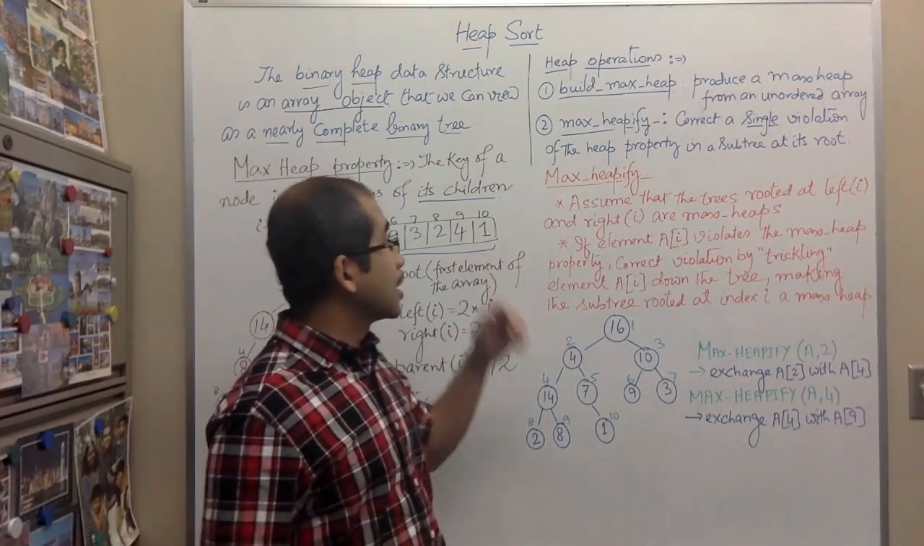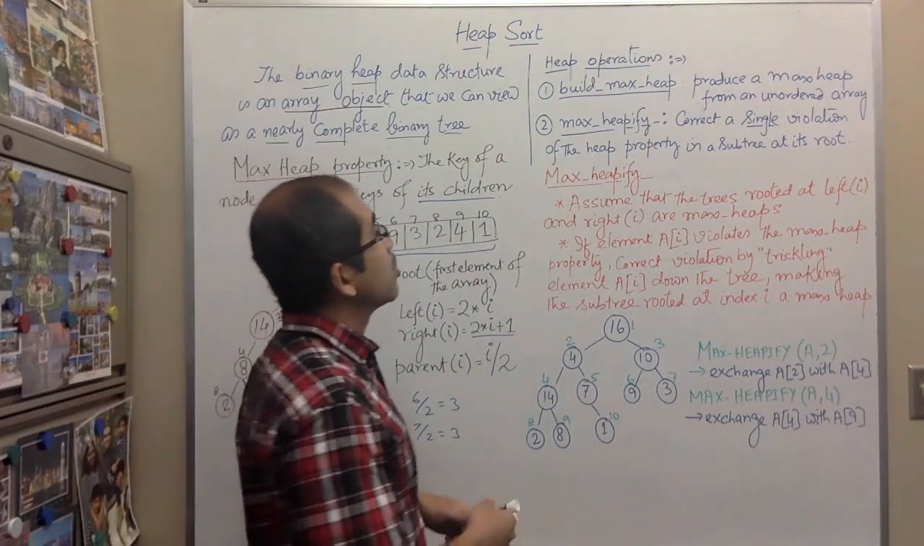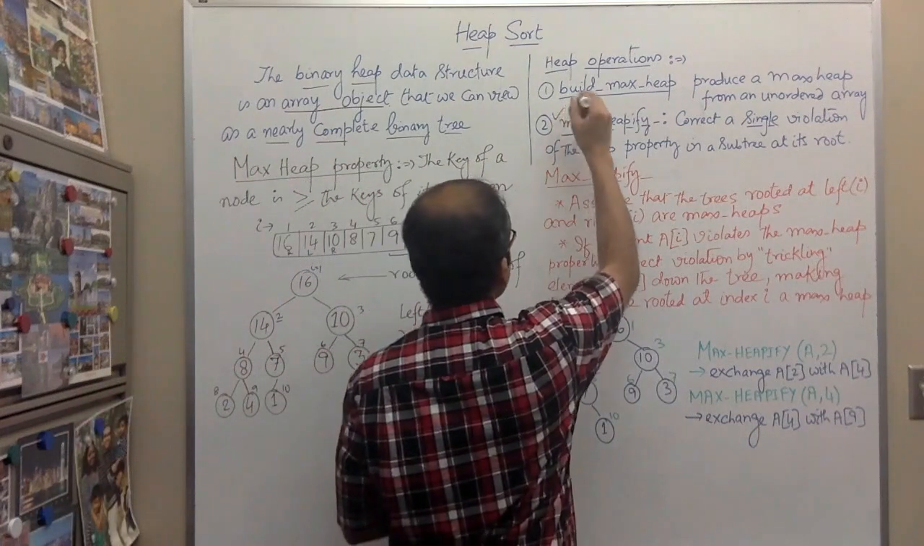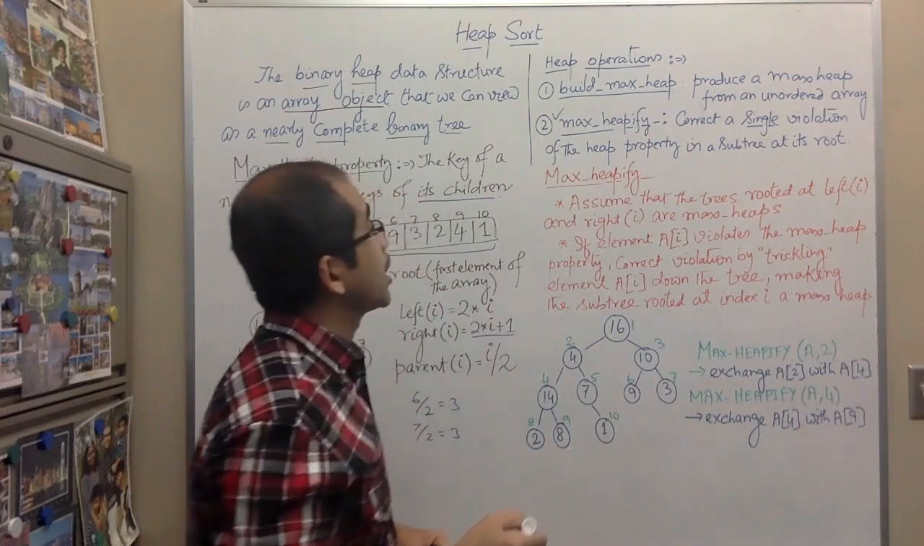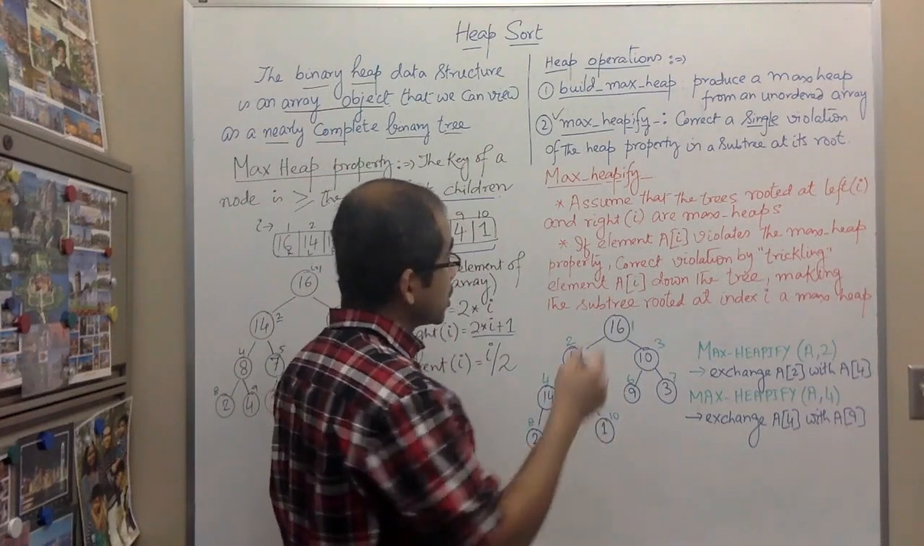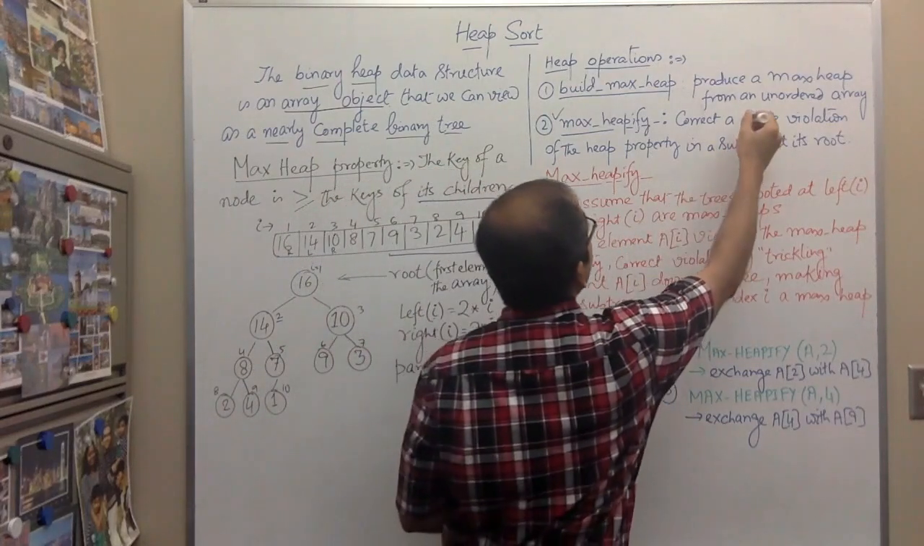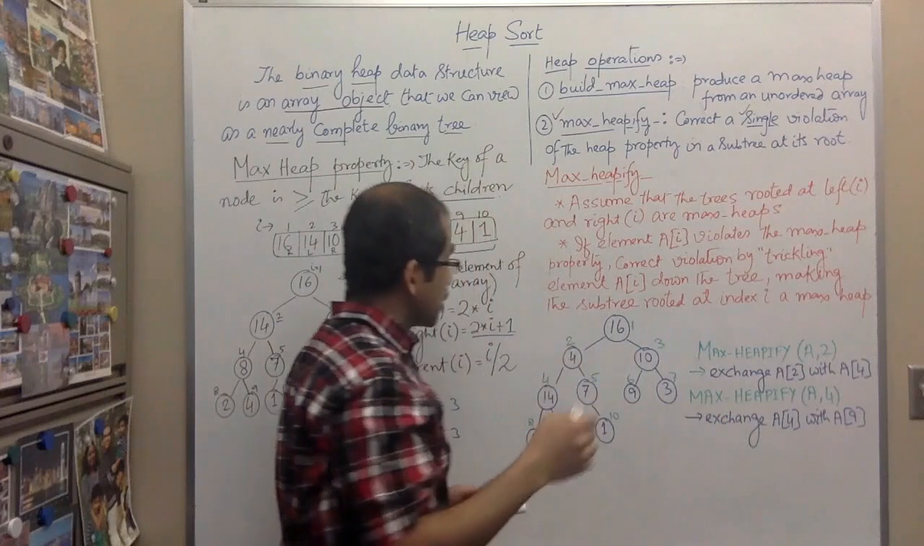And another operation is max heapify. What it does is correct a single violation of the heap property in a subtree at its root. This might be difficult to understand, what I'm trying to say. It says a single violation at a time. Okay, let me explain.